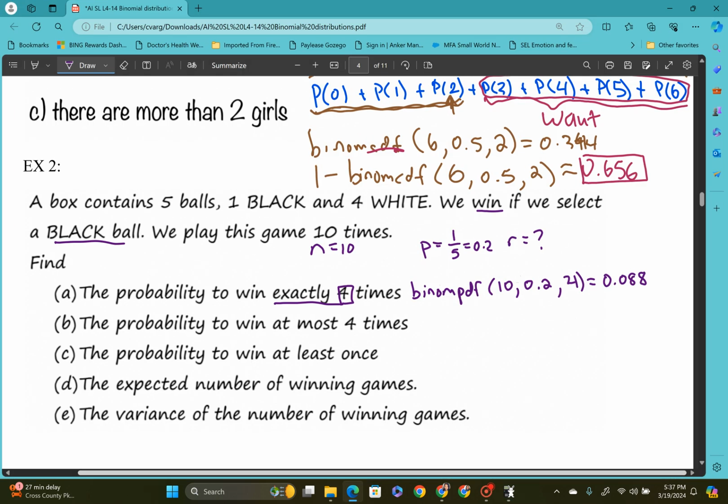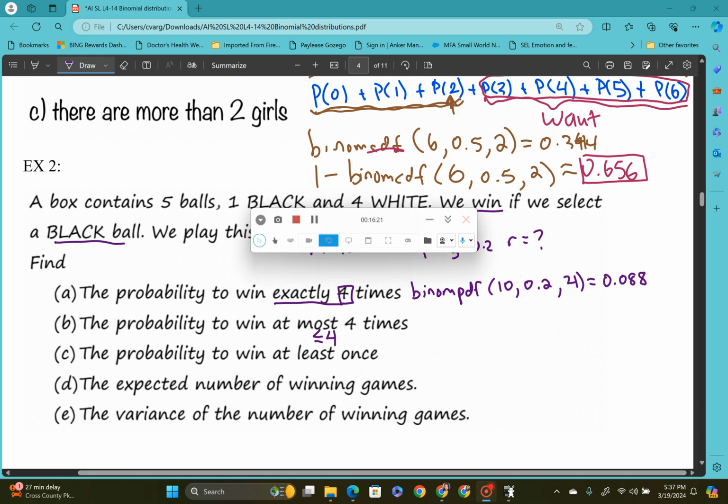So the probability to win at most 4 times. When it says at most 4, that means we are going to have less than or equal to 4, right? That's what at most means. So we know at this point we are going to do a binom CDF. So I'm going to give you a chance to go ahead and set that up.